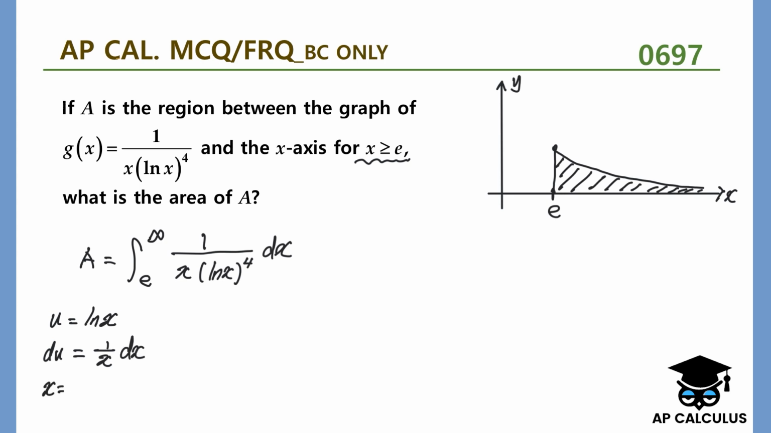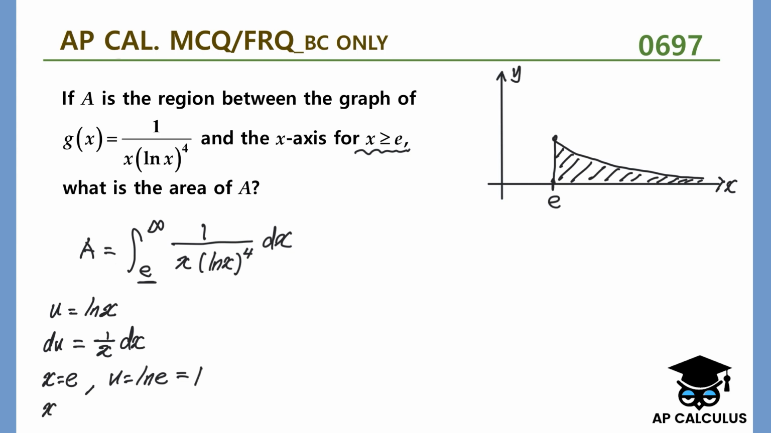When x is equal to e, the lower limit, then u is equal to natural log e, which is equal to 1. When x is equal to infinity, the upper limit, then u is equal to natural log infinity, which is infinity, right? So that is equal to the integral from 1 to infinity, where this part right here is u, and 1 over x dx is our du. So that's going to be 1 over u to the power of 4 du, right?